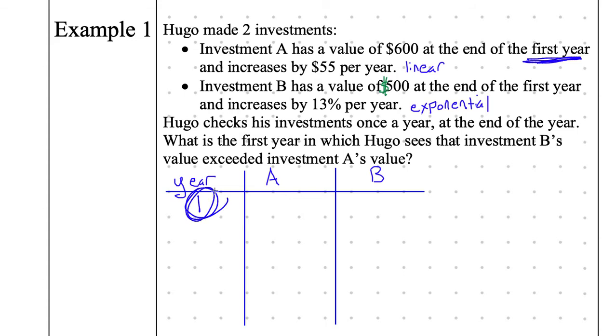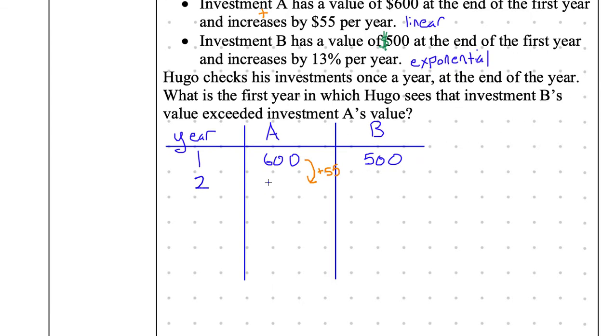So on year 1, we start with $600. So on year 1, A starts at 600, and then same thing on year 1, we start with 500 for B. So I'm going to start at 500, and then I'm going to do some sort of operation. I'm going to increase by $55 per year. So increase in this case means plus symbol. So from year 1 to year 2, I'm going to add 55, and that's going to be 655. Nice and easy math there.